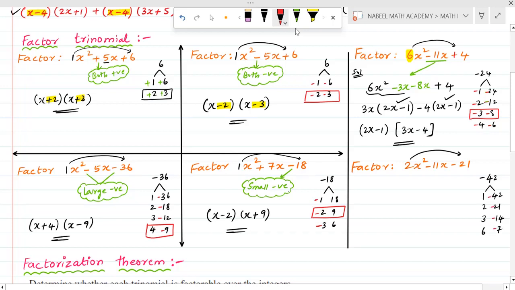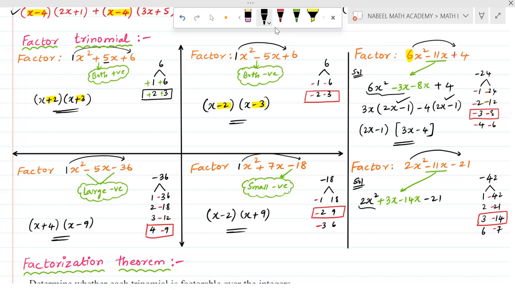So for this type of problem, I need 11, minus 11. Therefore, this is a correct factor. But we cannot write it directly. Why? The reason is the leading coefficient. So I rewrite this term 2x square and then the minus 11x as 3x minus 14x, and then the remaining you have minus 21.